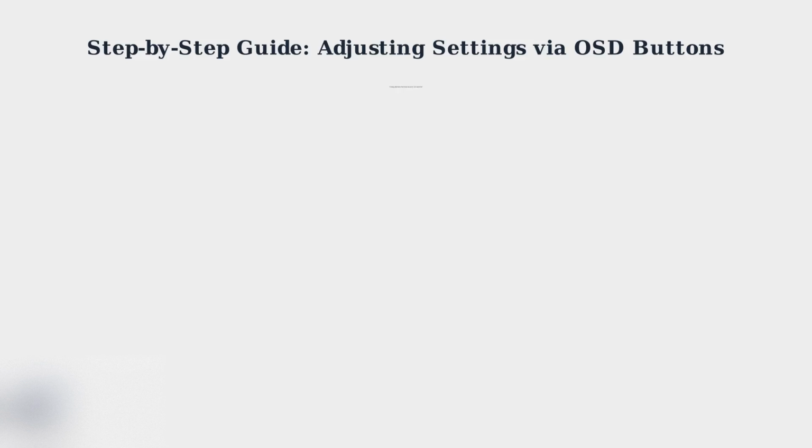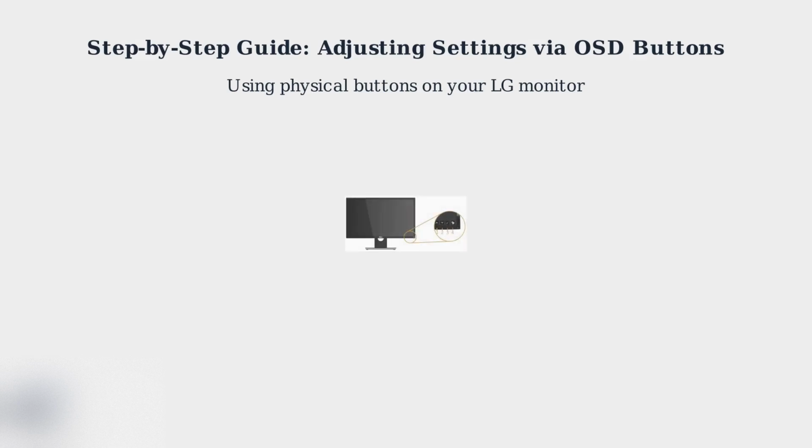To adjust settings using OSD buttons on your LG monitor, start by locating the physical buttons on the monitor's bezel or base. These typically include Menu, Enter, and plus/minus buttons for navigation. The image shows the front panel controls on a typical LG monitor. The buttons allow you to navigate the on-screen display menu without needing a remote control.